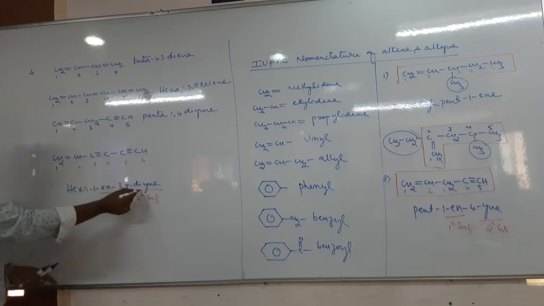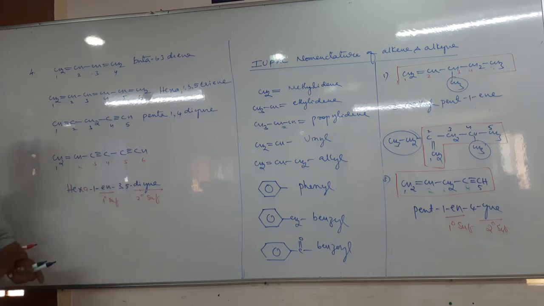Now we got di here. The secondary suffix has a numerical affix, but the primary suffix does not have a numerical affix. If the primary suffix does not have a numerical affix, the letter a should not be added. That is the condition. So hex only. Hex-1-en-3,5-diene. That is the last point.